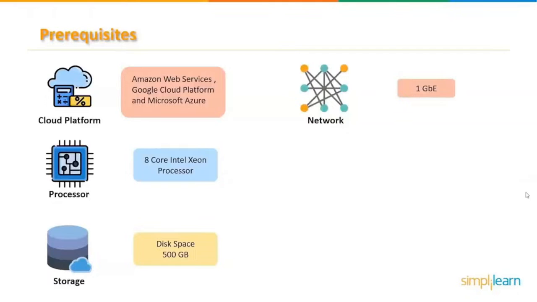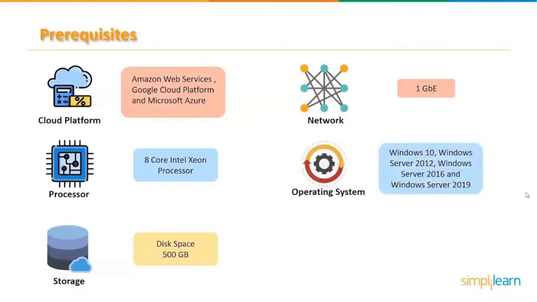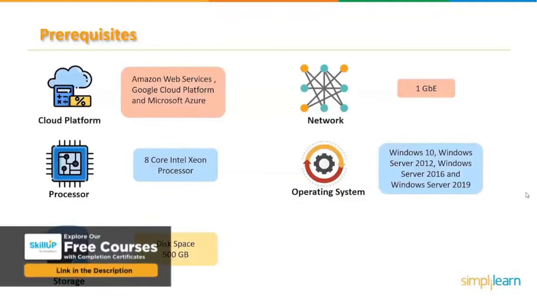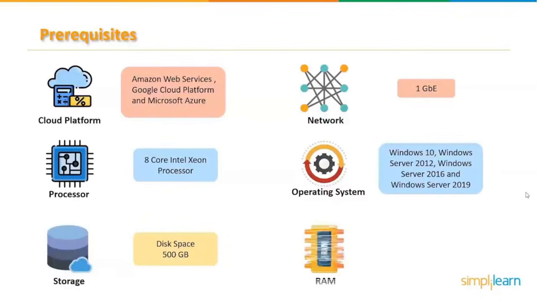It is recommended that you configure the enterprise control room network bandwidth to be greater than 1 gigabit Ethernet, because uplink traffic can quickly exceed 1 gigabit Ethernet depending on the complexity of the automation run. Operating system. Automation Anywhere is compatible with the operating systems such as Windows 10, Windows Server 2012, Windows Server 2016, and Windows Server 2019. Automation Anywhere supports both 32-bit and 64-bit operating system versions. Finally, the system should have a RAM of 16 GB.